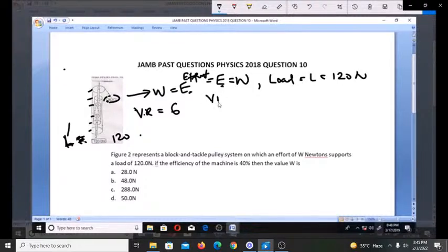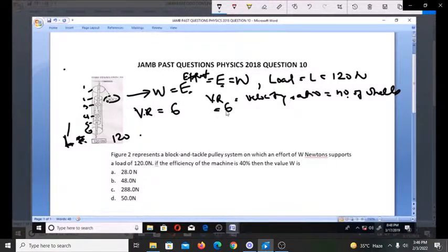Now, another thing that is given is VR, which we all call velocity ratio. I want to give us the formula before I start solving. How do you get this? By the number of wheels. I just counted the wheels. I have 1, 2, 3, 4, 5, 6. So VR is equal to 6.